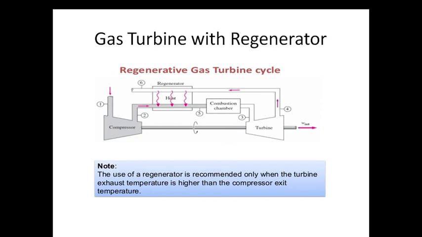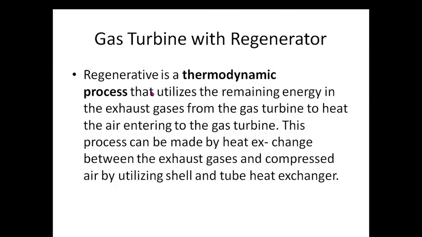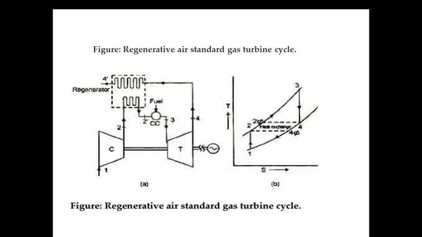But there is a substantial reduction in the fuel consumption to bring the air to the required turbine inlet temperature. So the result is an increase in the thermal efficiency. So here by using this regenerator we are going to increase the thermal efficiency. Regeneration is a thermodynamic process that utilizes the remaining energy in the exhaust gas from the gas turbine to heat the air entering the gas turbine. This process can be done by heat exchange between the exhaust gases and compressed air by utilizing a shell and tube type heat exchanger. So here you can see the regenerative air standard gas turbine cycle.